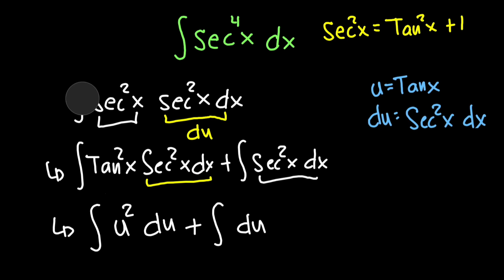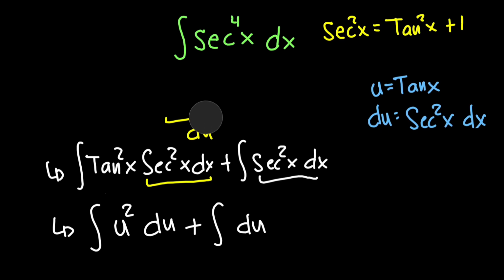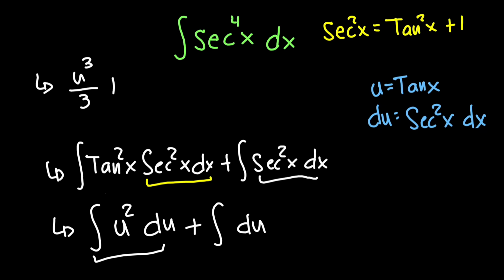Now you can see here the integral is simplified. There is no complicated stuff like tangent or any trigonometric parts here. And so let us take the integral of this, u squared du. The integral of this would be equal to u to the power of 3 over 3 plus the integral of du, which is simply u. And don't forget to add plus c.